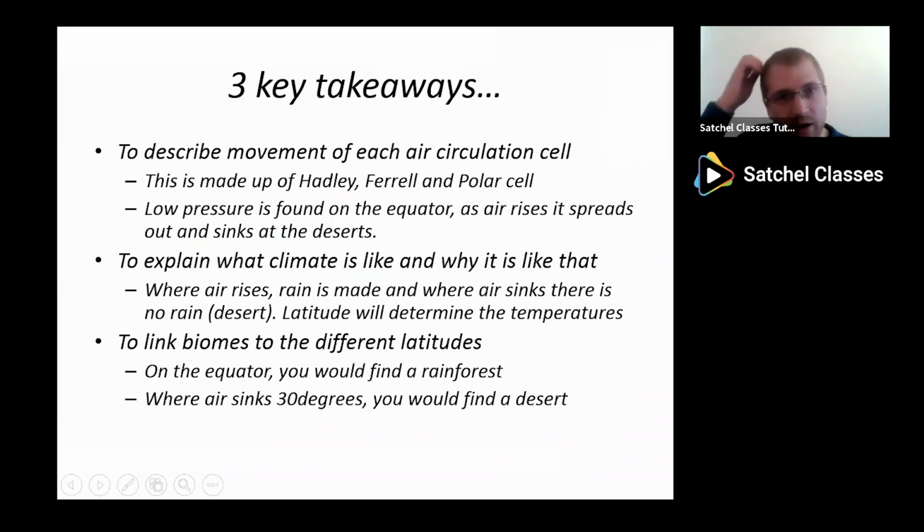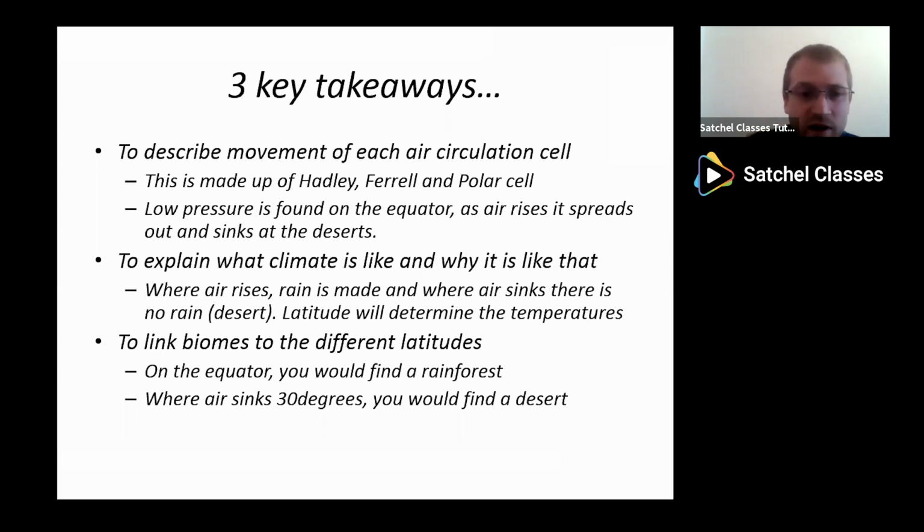So what we'll do, we'll just clear these and we'll just have a quick recap. So looking back at our initial takeaways to describe the movement of each air circulation cell. So we looked that they were made up of the Hadley, Ferrell and polar cell. Low pressure tends to be found on the equator. As air rises, it spreads out in our atmosphere and sinks as high pressure on the desert environment, where it doesn't rain and you'll normally find clear skies.